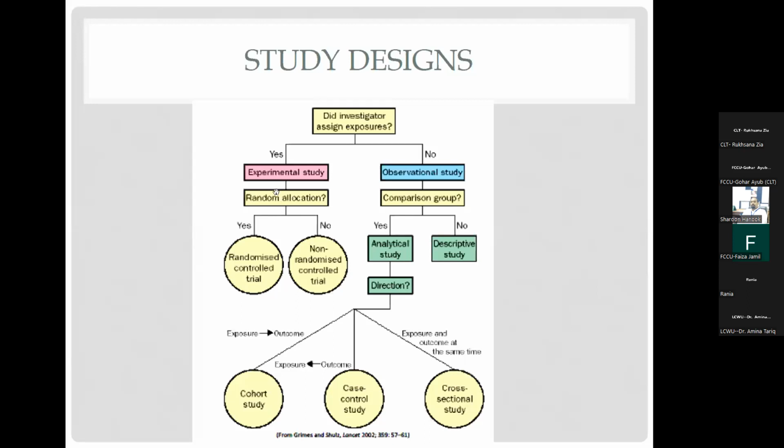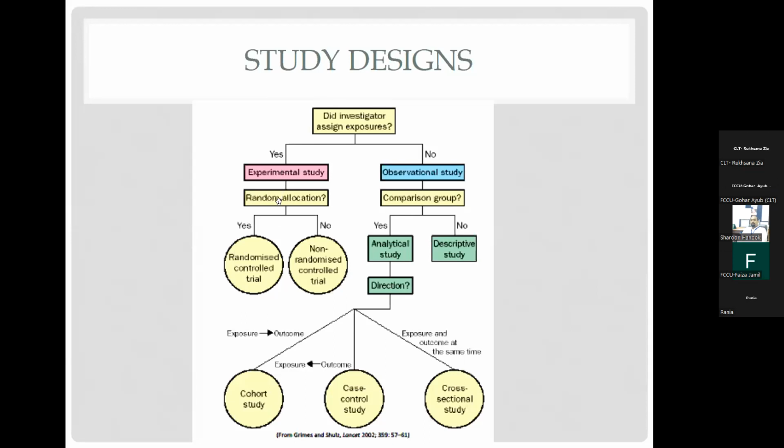So over here, the very first question we ask is, do we have a random allocation? Are we allocating the people to an exposure? If we are assigning the exposure randomly, then you talk about it as a randomized controlled trial. If you're doing no randomization, then you call it a non-randomized controlled trial. Non-randomized controlled trials are also called quasi-controlled trials, right? So they're not quite randomized controlled trials.